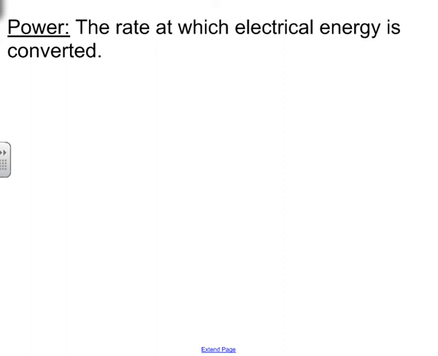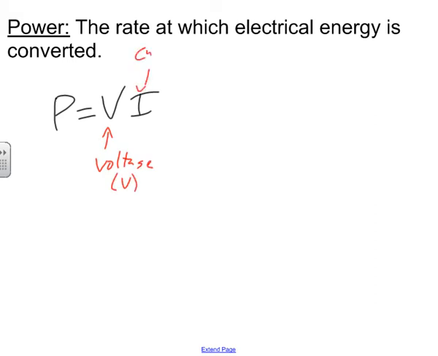The next topic we're going to talk about is power. And power is the rate at which electrical energy is converted into other forms. Our formula here is P equals VI. Now this voltage here is measured in volts. This current here is measured in amps. And power here is measured in watts.